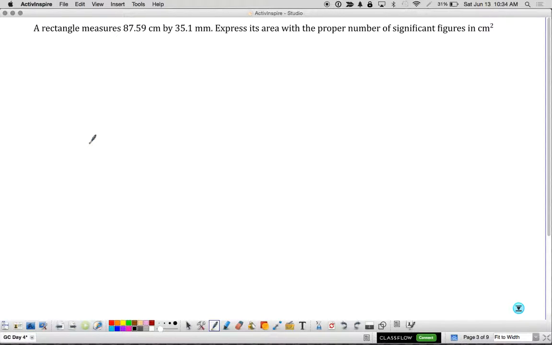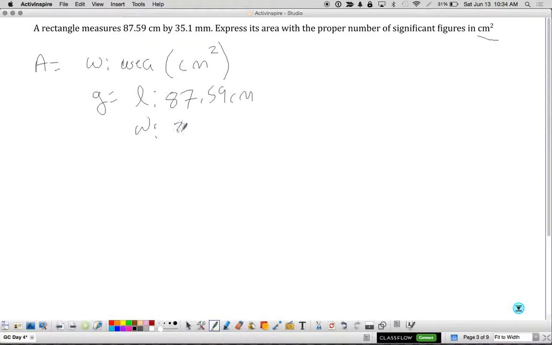So here we're going to be expressing area with the proper number of significant figures in centimeters squared. Okay, so this is good because when I analyze, what I'm looking for, my wanted, is area in centimeters squared. And my given is a length and a width, and it doesn't really matter what I pick, so I'll just do 87.59 centimeters and 35.1 millimeters.